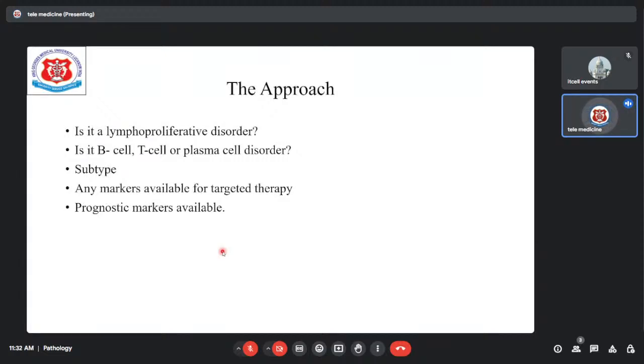So how do we approach? First of all, we should be sure whether it is a lymphoproliferative disorder or not. Then whether it is a B cell, T cell or plasma cell disorder, that you will get to know with the help of those markers.